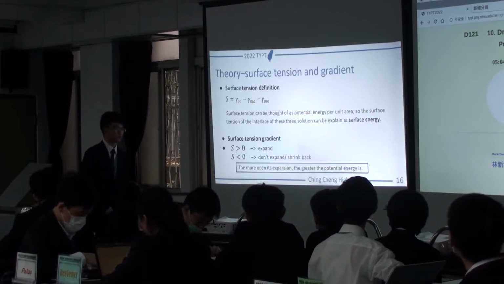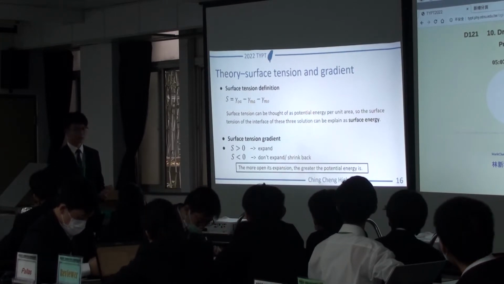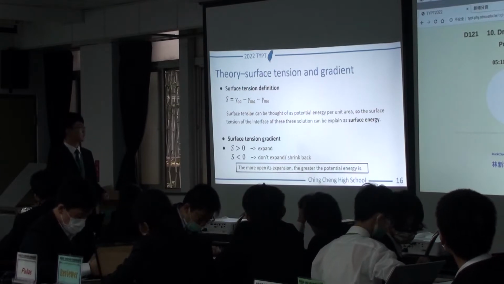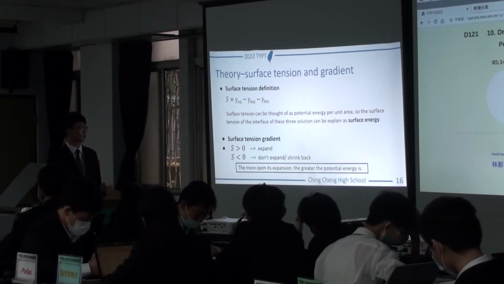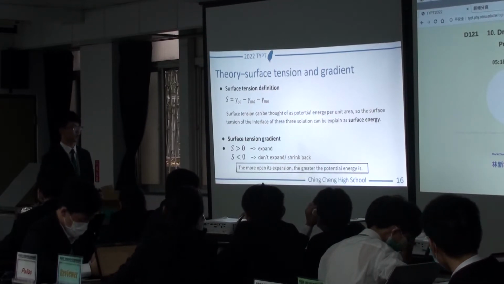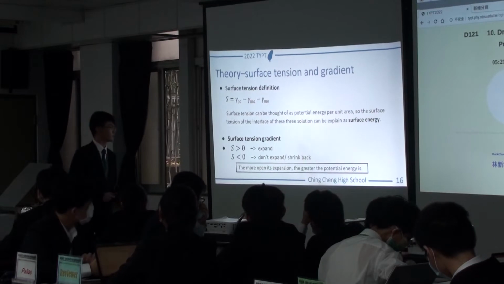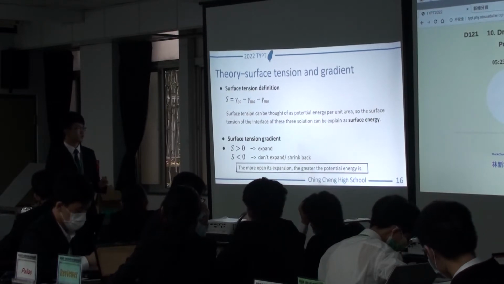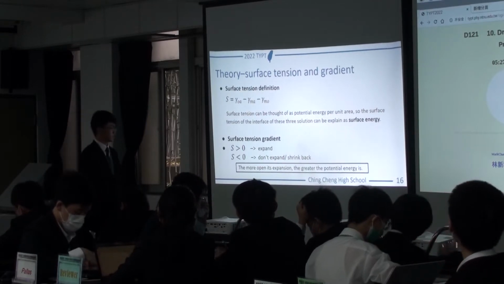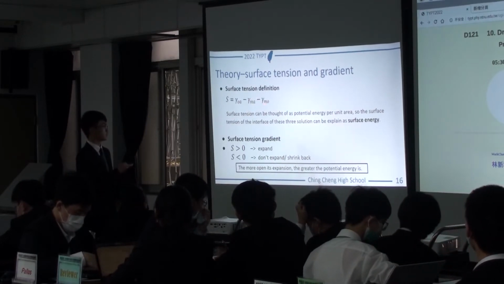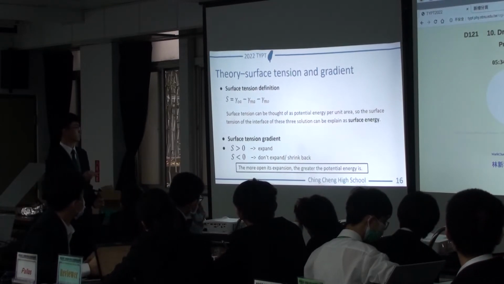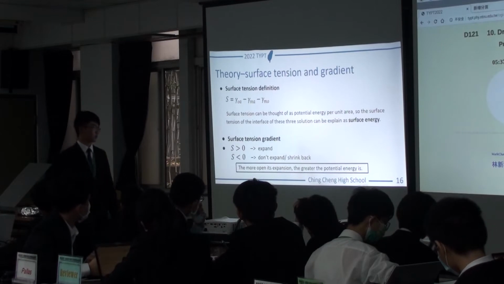And we define the parameter as the surface tension between oil and air minus the surface tension between mixture and air, and mixture and oil. Surface tension can be stored as potential energy per unit area, so the surface tension of the interface of these three substances can be expressed as surface energy. And if the surface tension between mixture and air plus that between mixture and oil is greater than the surface tension between oil and air, then the droplet will not expand.